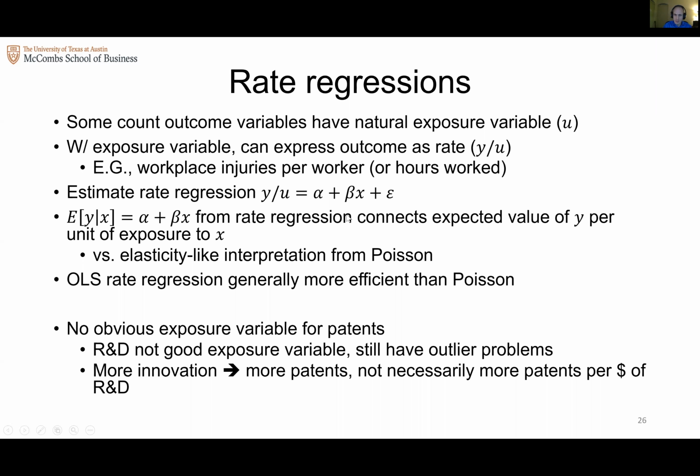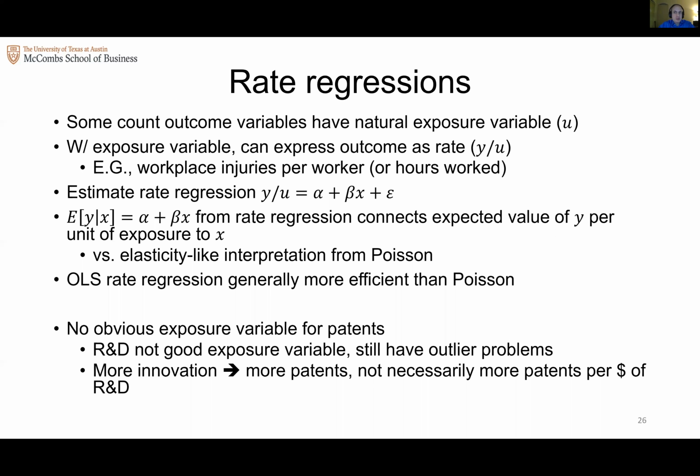Now, when we go back to thinking about practical issues with things like patents, patents are still kind of the leading application when it comes to count data. The problem with patents is there's no obvious exposure variable, right? You could think about using something like research and development as your exposure variable. There's two issues with that. Number one is that the connection between the arrival rate of patents and R&D is not extremely precise. So you're scaling by something that's a noisy measure of the exposure at best.